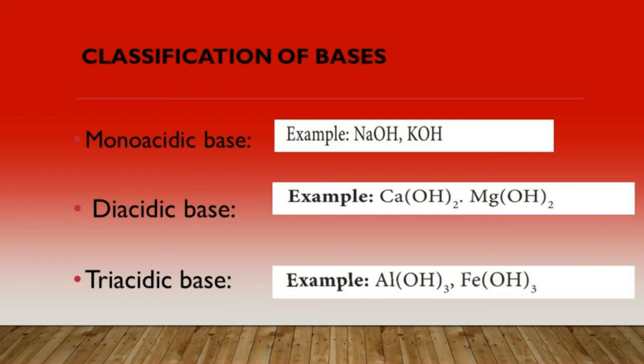Triacidic base: it is a base that ionizes in water to give three hydroxide ions. For example, Al(OH)3, Fe(OH)3.